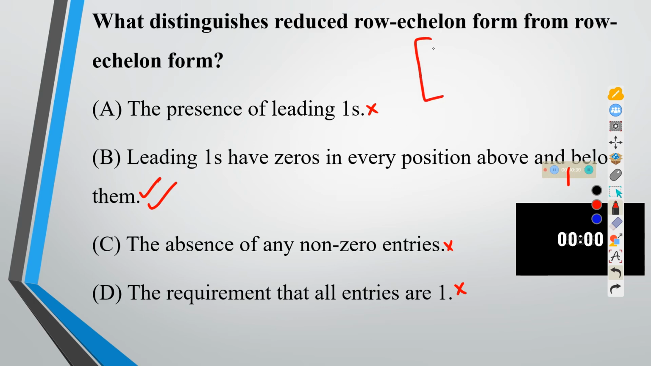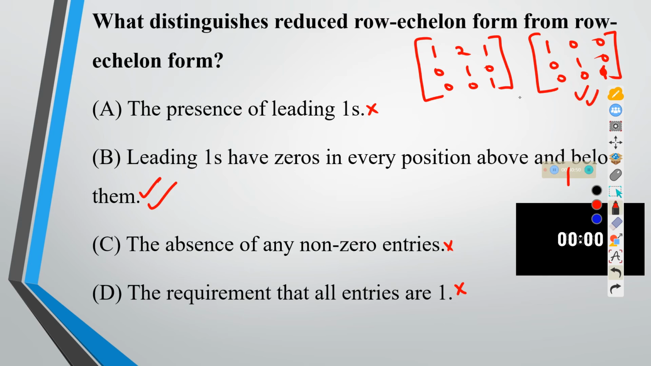So leading ones have zeros in every position above and below. That is what distinguishes. You can have a matrix 1, 2, 1, 0, 1, 0, 0, 0, 1. You have another matrix, 1, 0, 0, 0, 1, 0, 0, 0, 0, or 0, 0, 1. So this is a reduced row echelon form, and this is row echelon form. The leading ones must be there. However, this is row echelon, and this is reduced row echelon. So for reduced, where there is a leading one, in that column, all others must be zeros.